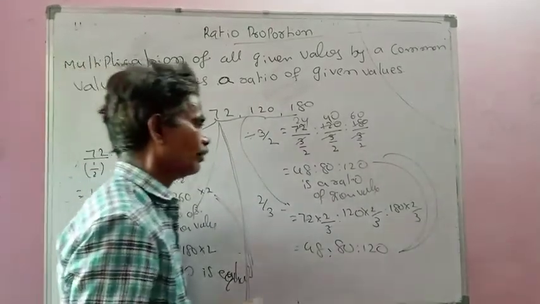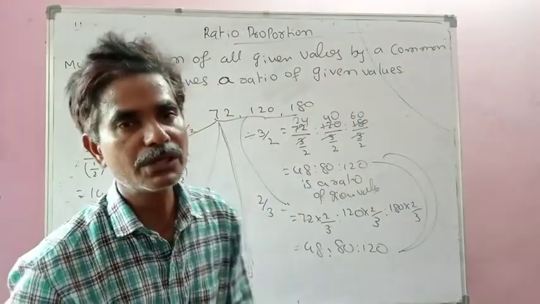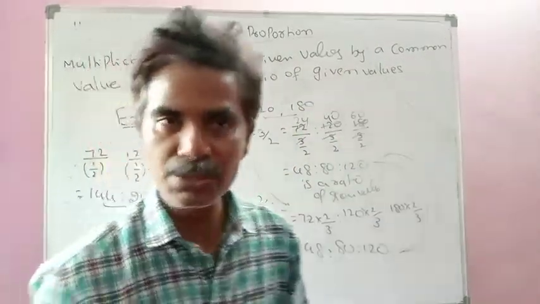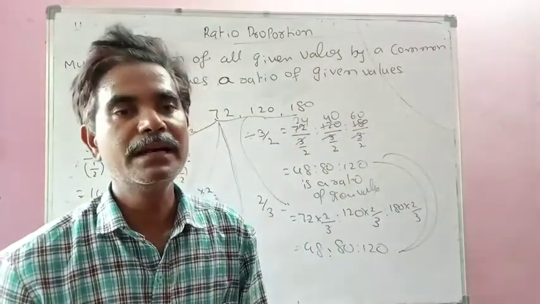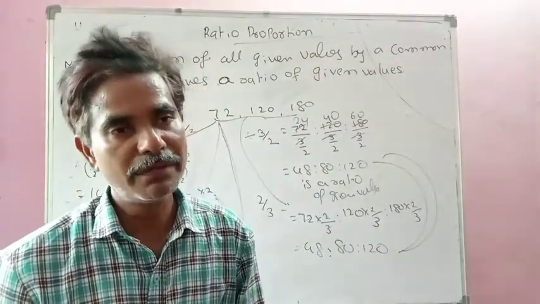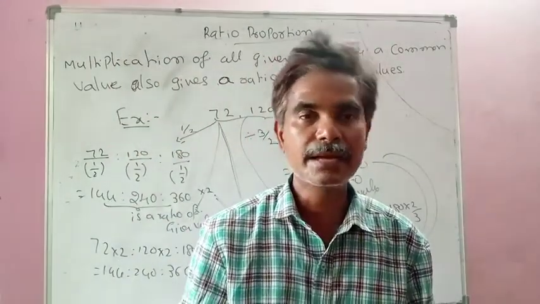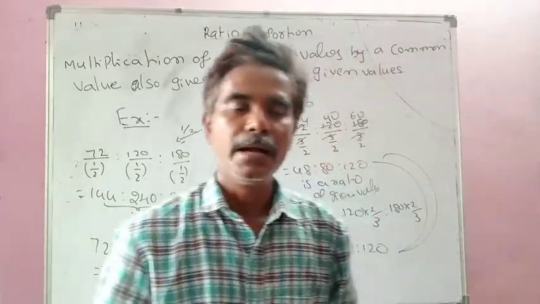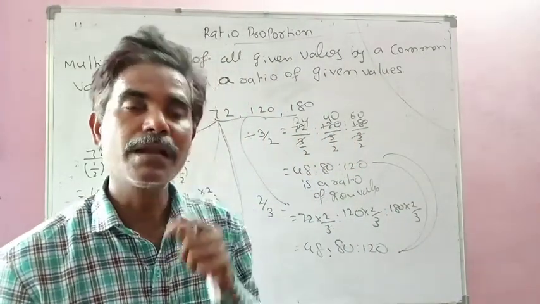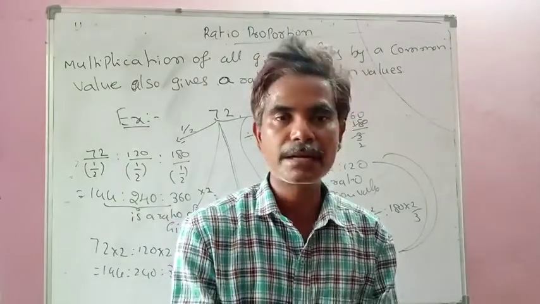So we can conclude that to get a ratio of given values, we can divide the given values by a value, or we can multiply the given values by a common value. That means either division or multiplication of given values by a common value gives a ratio.